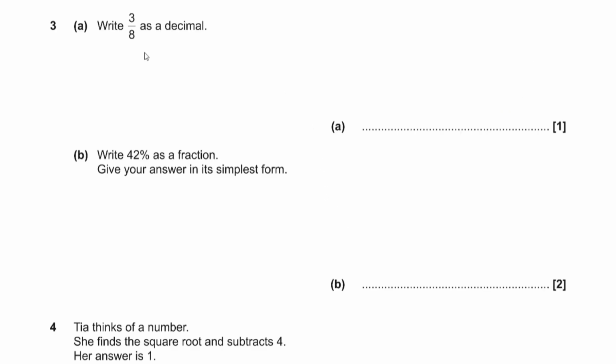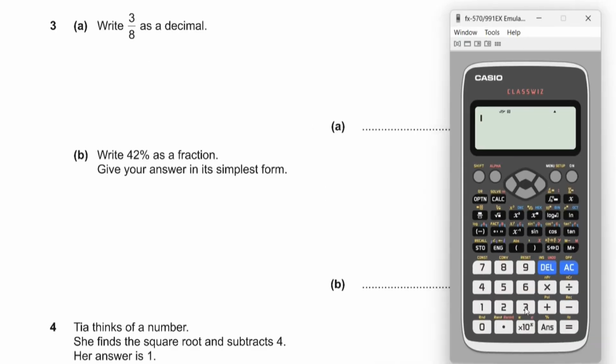Question 3, Part A, write 3/8 as a decimal. If we key in 3/8 into our calculator and then press S to D, we get 0.375.